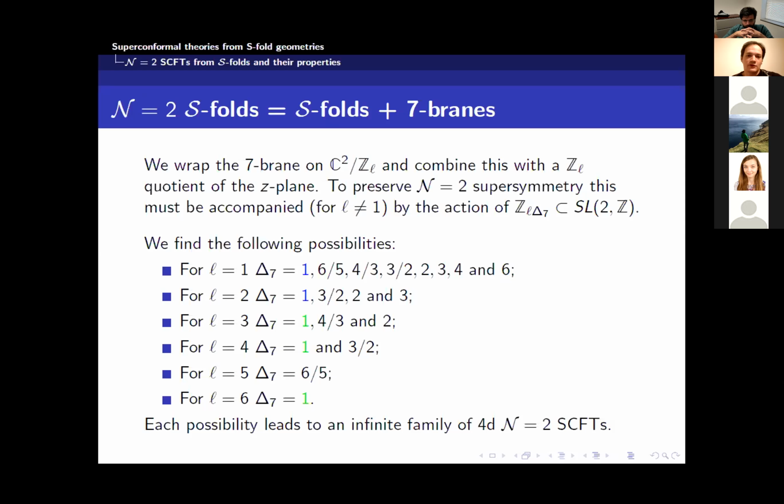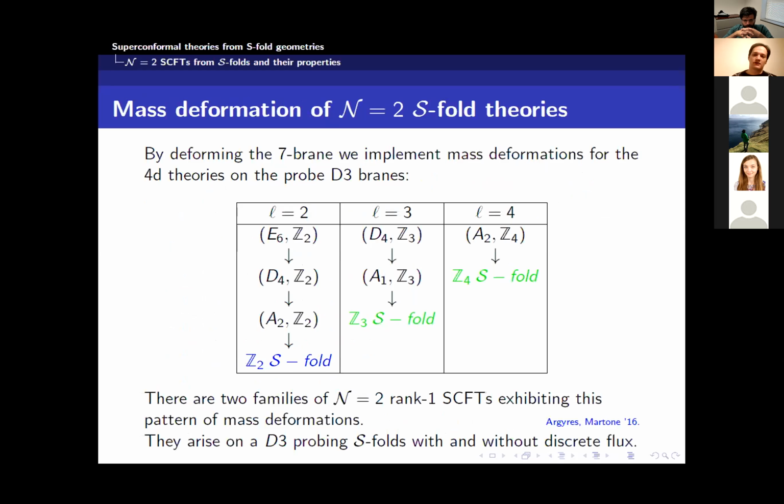Okay, so I said that we can deform the 7-brane holding L fixed. This, field theoretically, for the 4-dimensional theory, amounts to a mass deformation. So for instance, for L equal 2, I can start from the 7-brane of type E6, then I can deform it to D4, SU(3), and then I land on the underlying S-fold, the more supersymmetric one. And here we find the first connection with rank 1 CFTs.